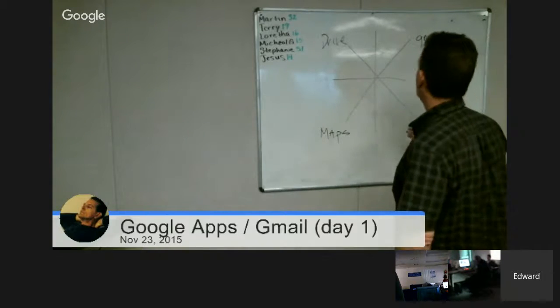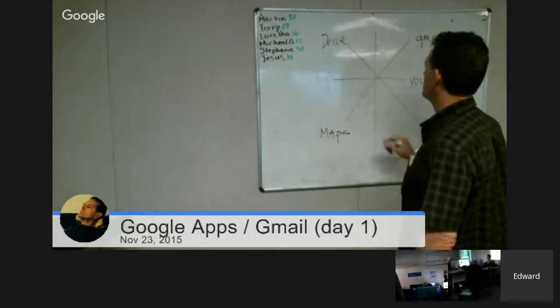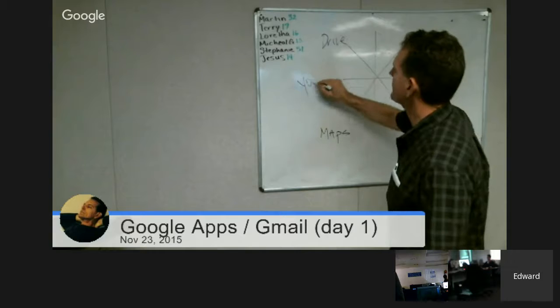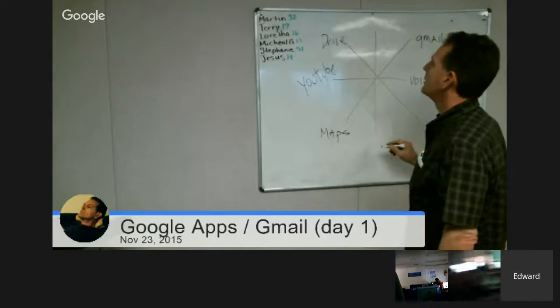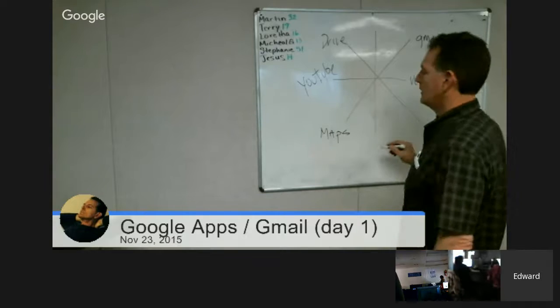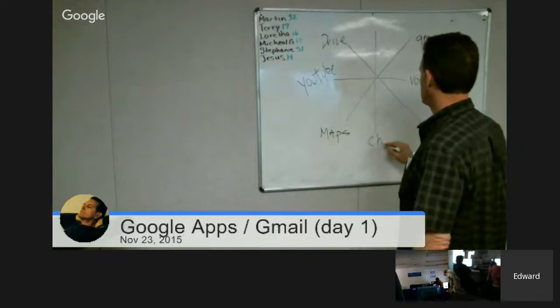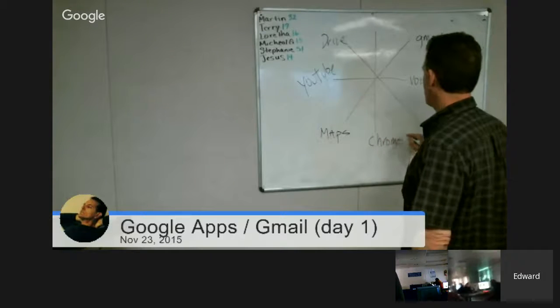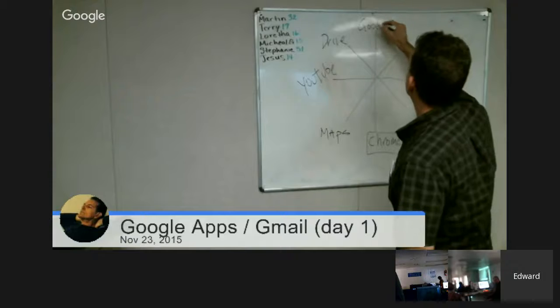Okay, what's another one? Voice. YouTube. What else in California? Chrome. Google Plus. Right, and Google Plus.